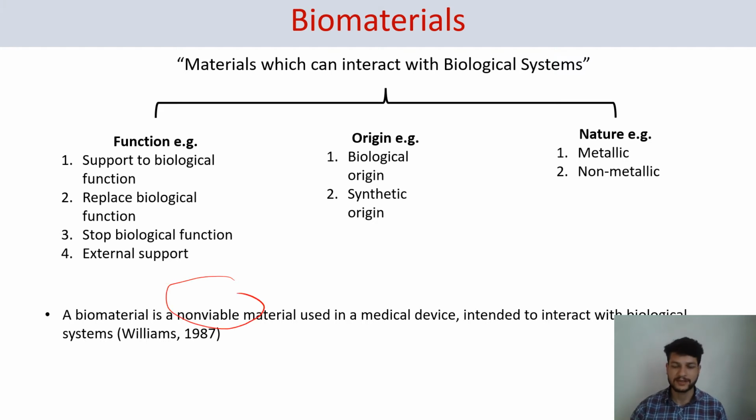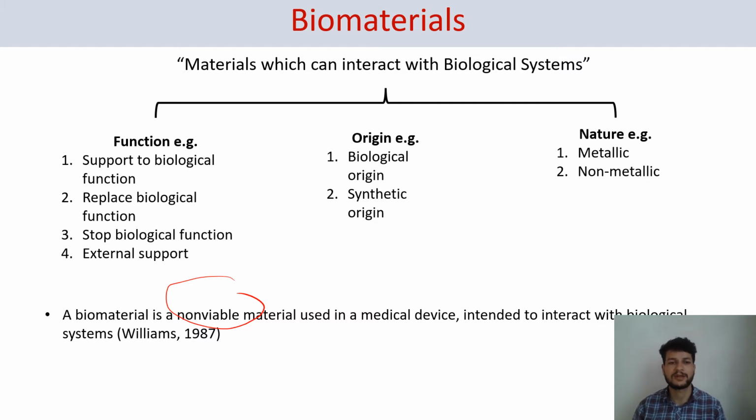Actually, biomaterials are non-viable. That means they are incapable of growing or developing independently. They cannot divide. So these are synthetic or biological materials, but they are non-viable. They cannot grow on their own. They only support the biological tissue, but they cannot grow the biological tissue.